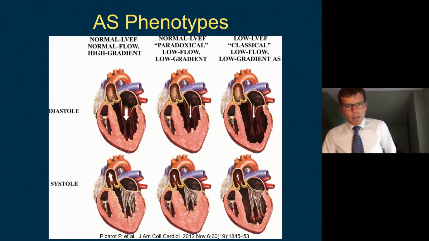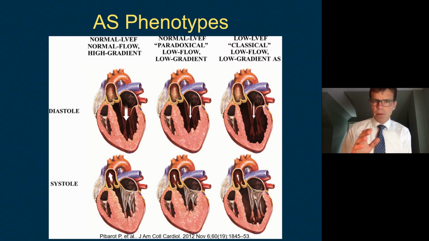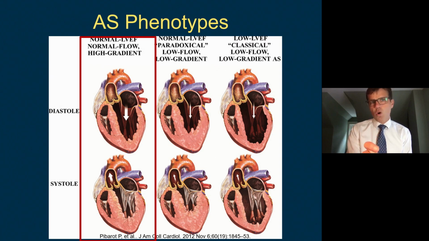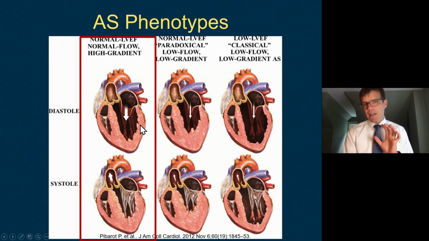So this is a schematic that can perhaps help you to begin to understand it. First of all, on the left, you have a normal ejection fraction with normal flow, high gradient. Garden variety AS, what we see all the time, right? You can see here that the heart is able to expand in diastole to accept blood well. It has a good ejection fraction. But there's a stenotic valve here.